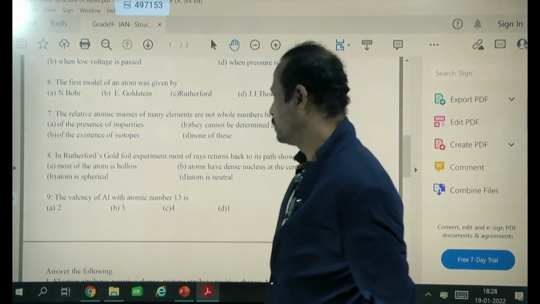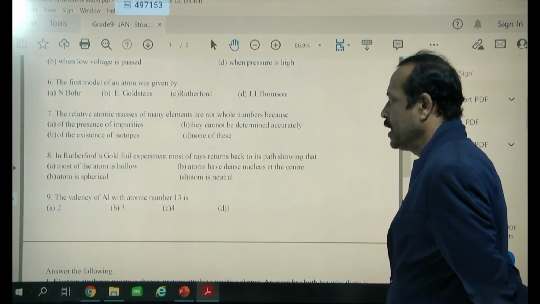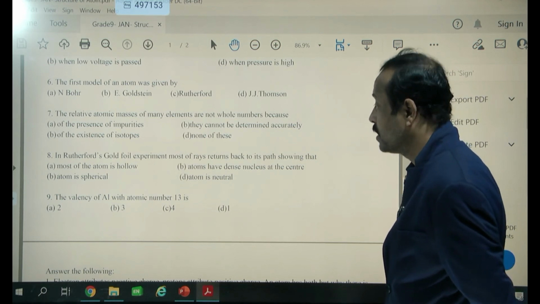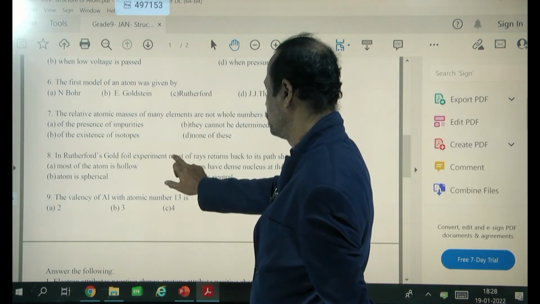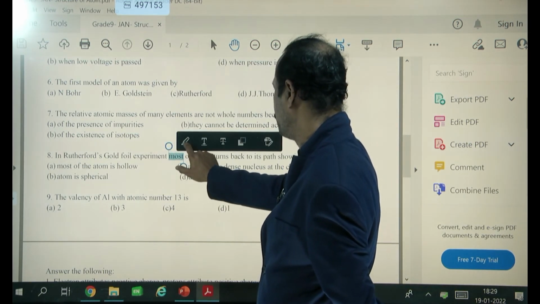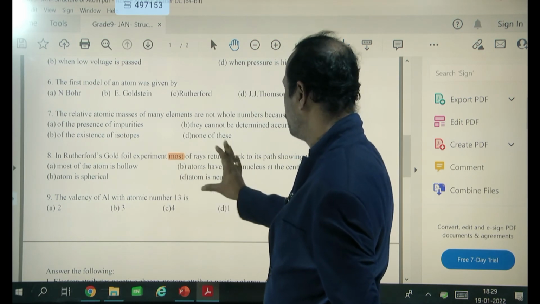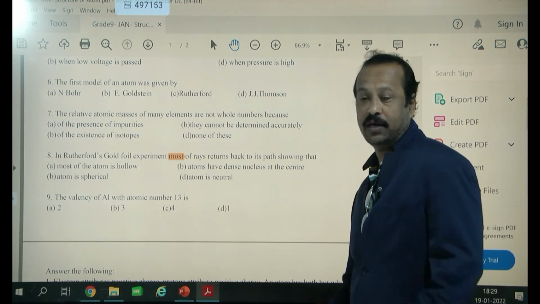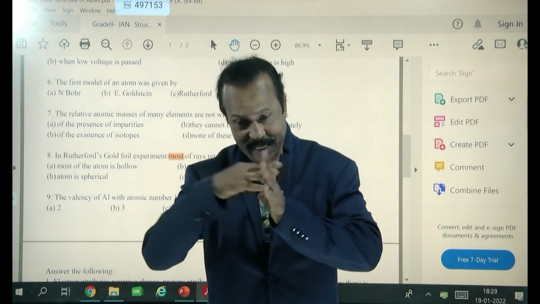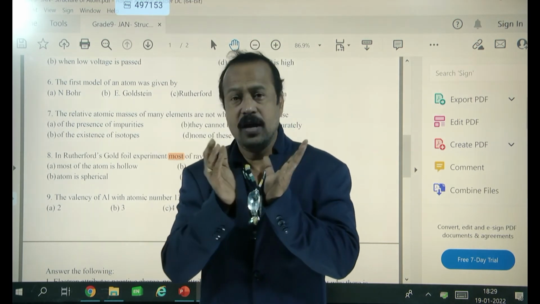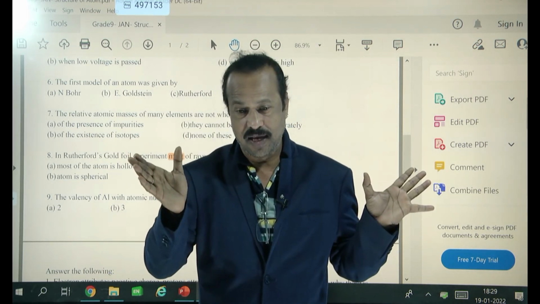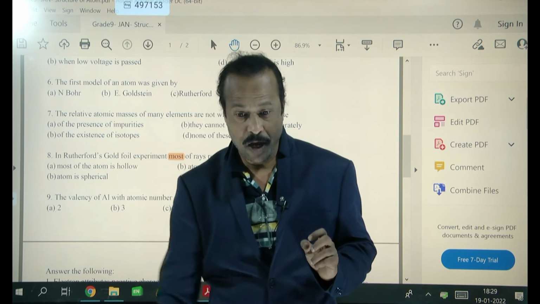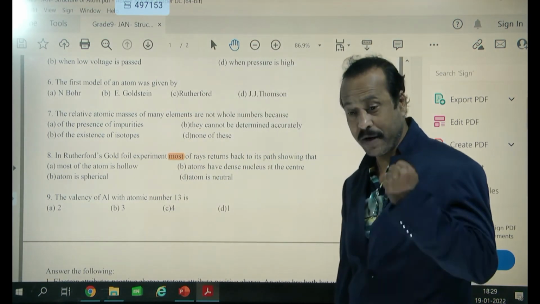Now let us see the next one. In the Rutherford's gold foil experiment, here the word is misprinted, that should be few. Few of the rays returned back to their path. Already we discussed that most of the rays pass straight through the atom, and few rays are deflected at different angles. Very few rays rebound, coming exactly back. So why have these rays come back?